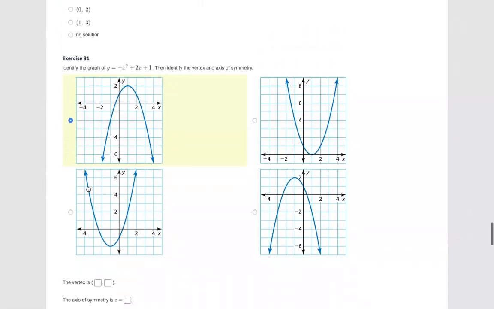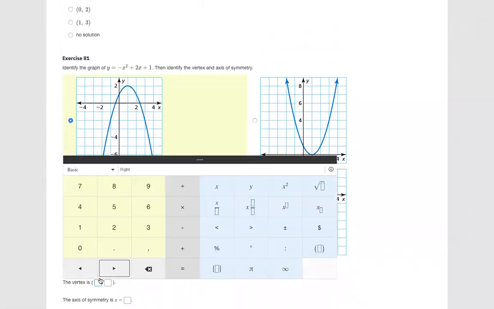Now, if you look right here, it says, what is the vertex? So again, your vertex is your high point or your low point. So my vertex is right here. Whatever that value is. So in this case, it's 1, 2. So my vertex would be 1, 2.